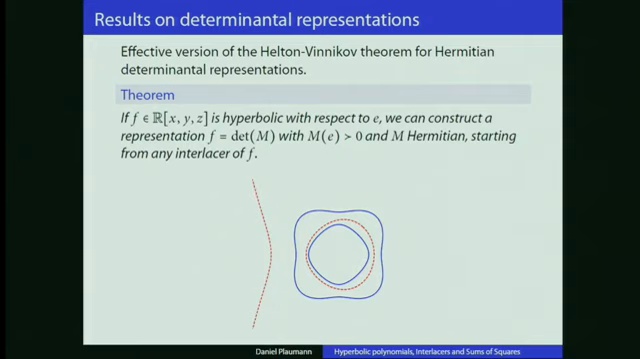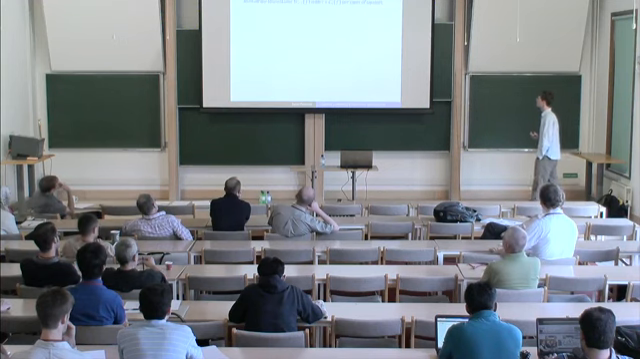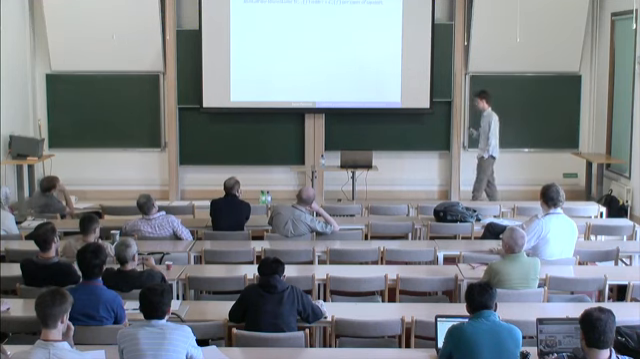So to begin with, we can show the following. If your polynomial has a determinantal representation, or even weaker, if some power of the polynomial has a determinantal representation, then in fact all these Wronskians we were looking at are sums of squares. So this is really a strong connection between determinantal representations and sums of squares representations. Any determinantal representation will yield a representation of the Wronskians of this family as sums of squares.